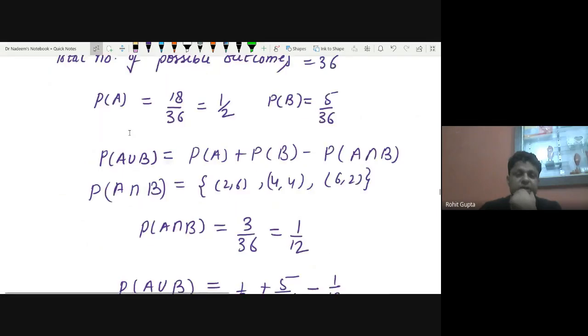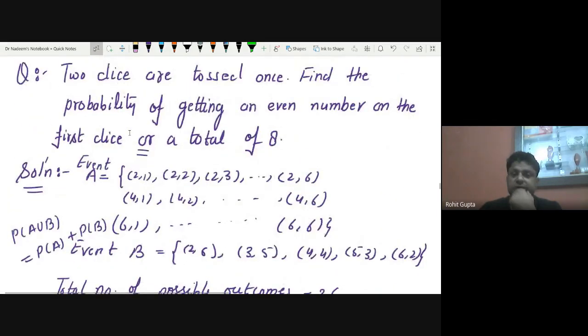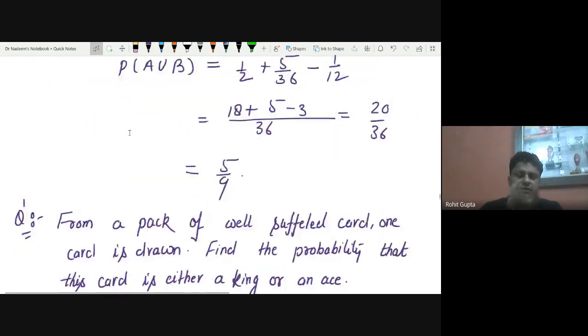Because the question asks to find the probability of getting an even number on the first dice, or a total number of 8, that means A union B. It is talking about A union B. If we had 'and' in place of 'or', it would mean we are talking about A intersection B. Okay, so these are quite simple questions.